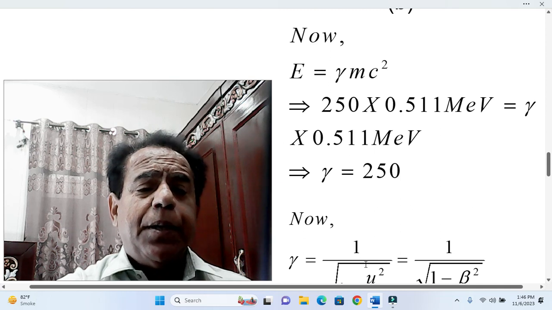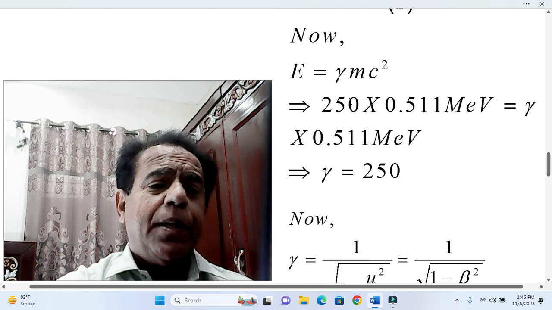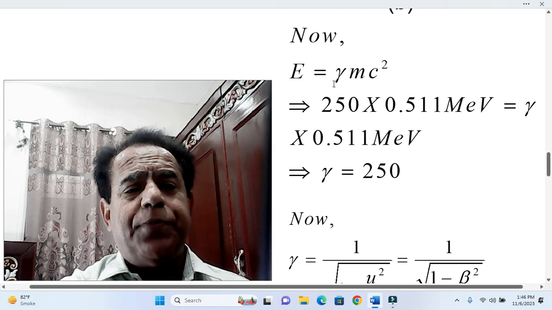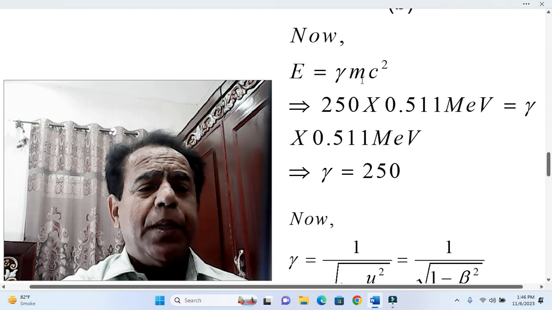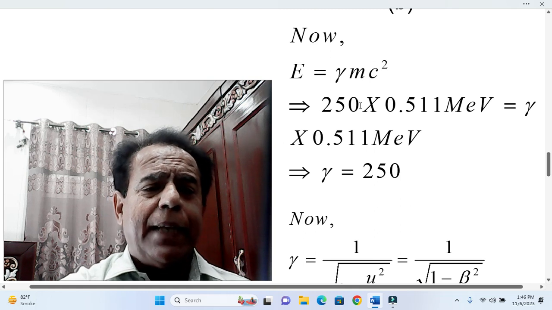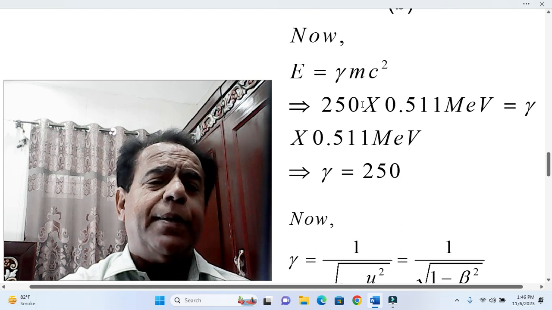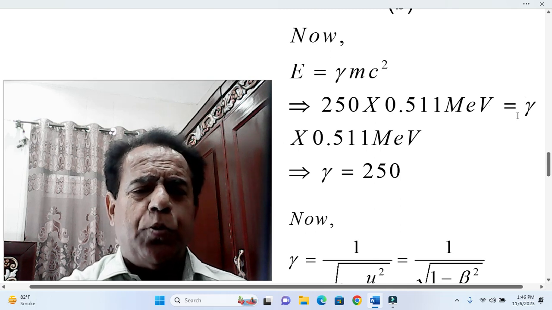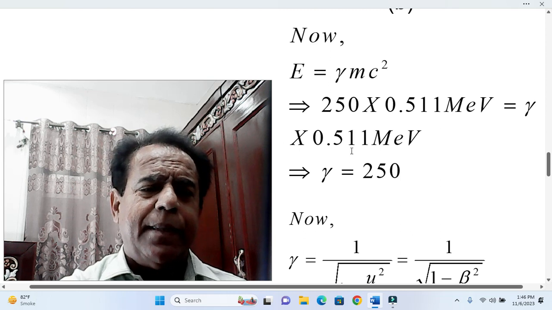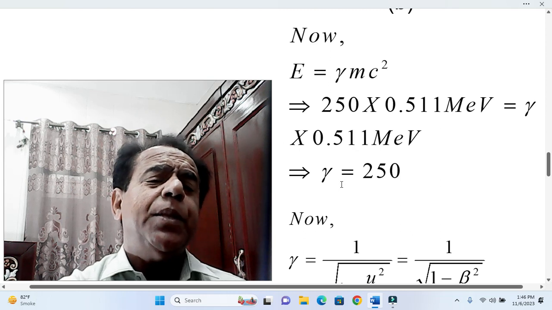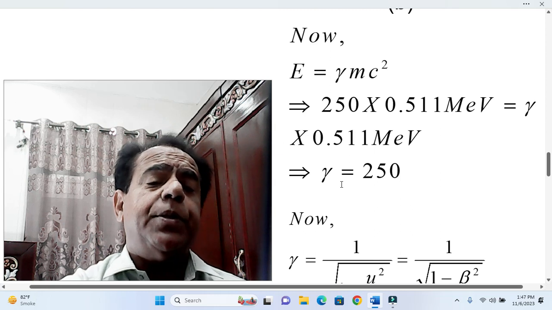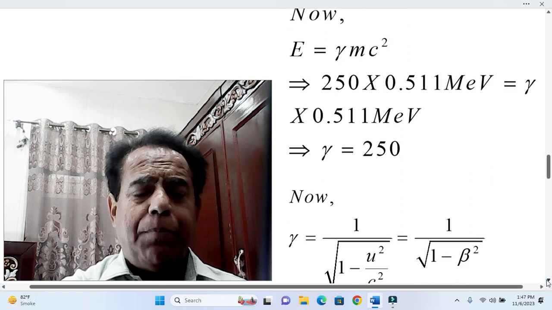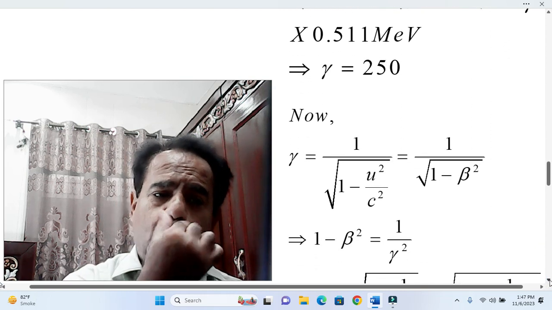Okay, so we will use this expression: total energy is equal to Lorentz factor gamma times mc squared. Here total energy is given as 250 times the rest energy, and gamma is what we are going to determine. So here gamma becomes equal to 250. We know that gamma is just a number, it has no units.